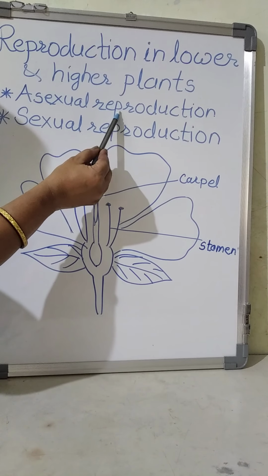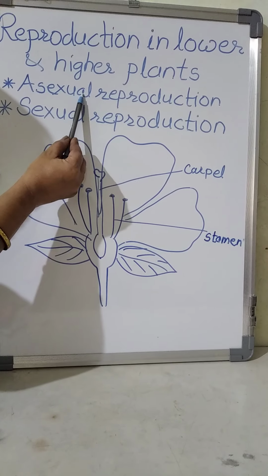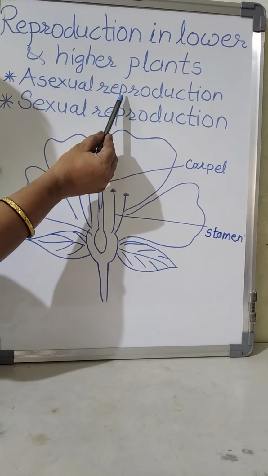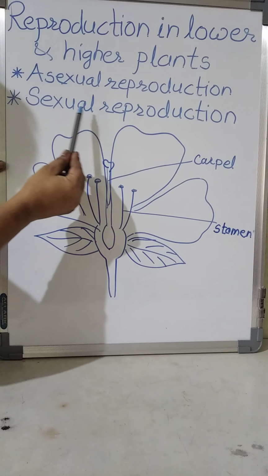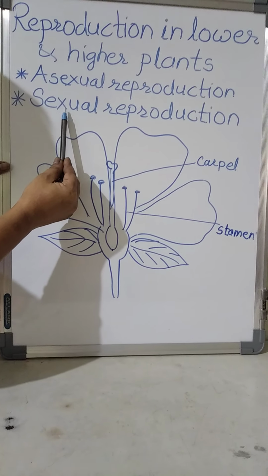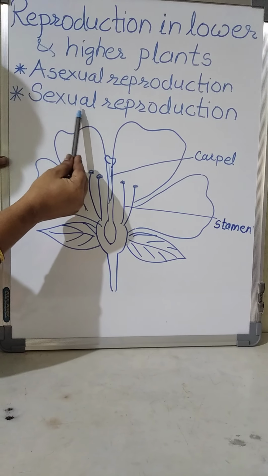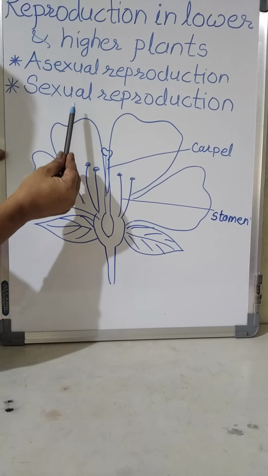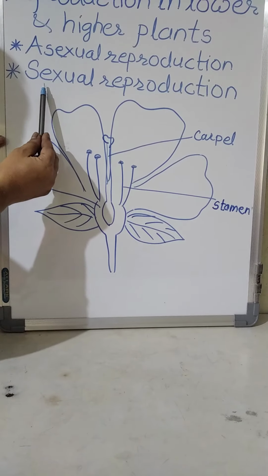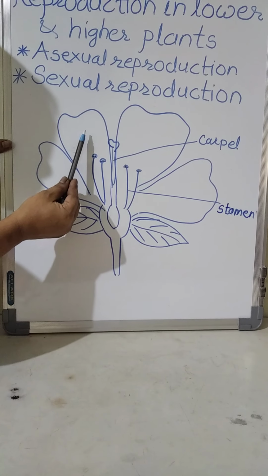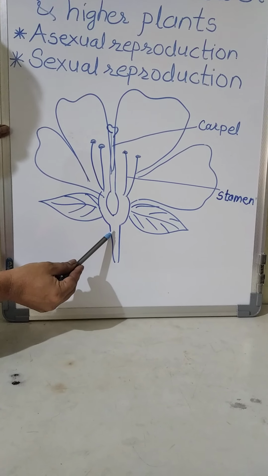Asexual reproduction means without any gamete formation, or reproduction takes place from only one cell. Later on we will see sexual reproduction. We have already seen this term sexual. That means two different types of cells or gametes are formed in this sexual reproduction. And in higher plants, for sexual reproduction, a special modified structure is formed, which we call a flower.